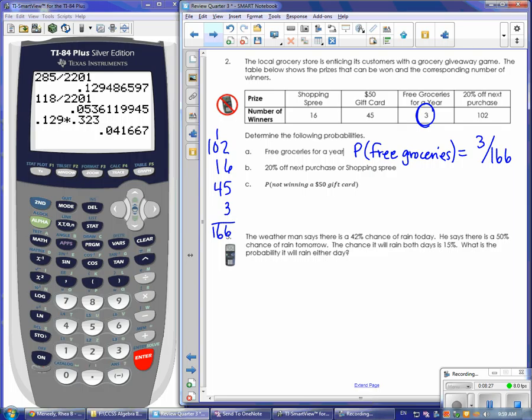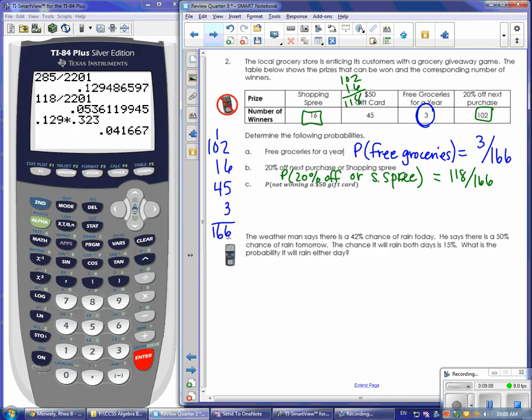In letter B, I'm looking for the probability of getting 20% off the next purchase or a shopping spree. Remember, with or, we add. There's no overlap here, so I don't have to worry about subtracting an overlap. We've got 20% off, which is going to be 102, and I want to add that to the number that can have a shopping spree. So 102 plus 16 is going to give me 118. So the probability that someone would win either of those is going to be 118 over 166.